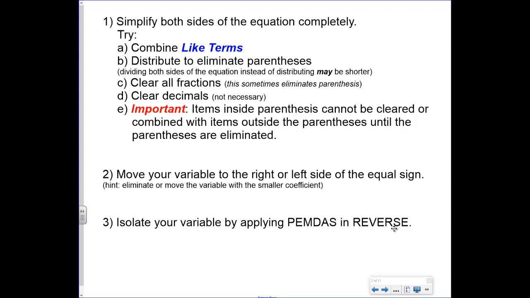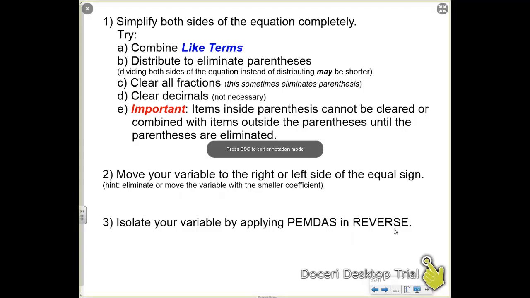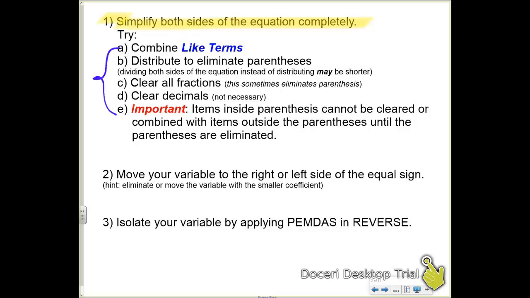There's three basic steps and you should start with the top and work your way down. So don't go to step 2 until you're finished with step 1. Now step 1 is real simple. It's simplify both sides of the equation completely, and do that before you move on to step 2. Now simplifying could be one of these steps here. You could do combine like terms, or you could distribute to eliminate parentheses, then go back and combine like terms. So step 1 really has multiple parts to it.